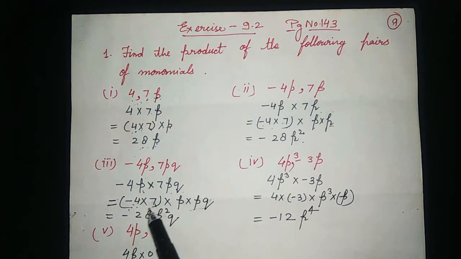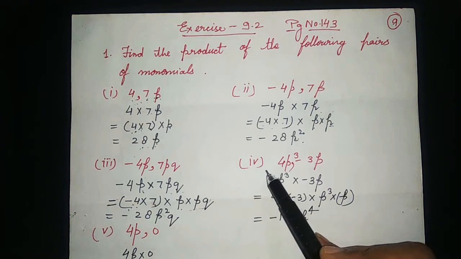Minus 4 into 7, minus 28 will come. And p into p, if we multiply, then what will come? p square, and q you will write here. So the result of the product is minus 28 p square q.